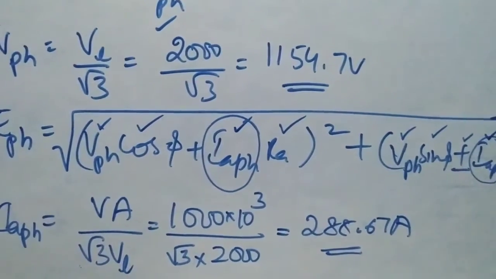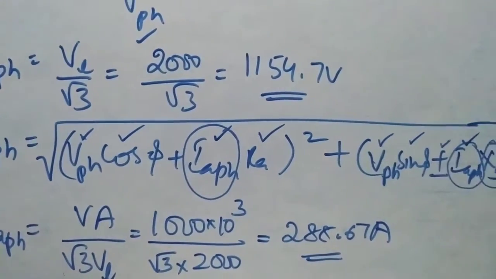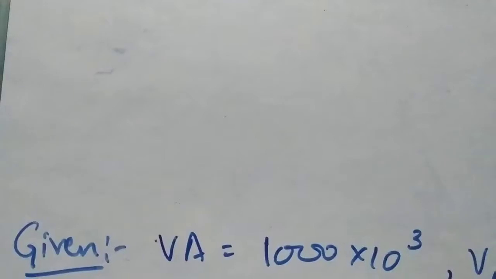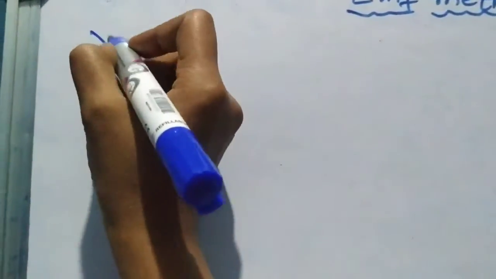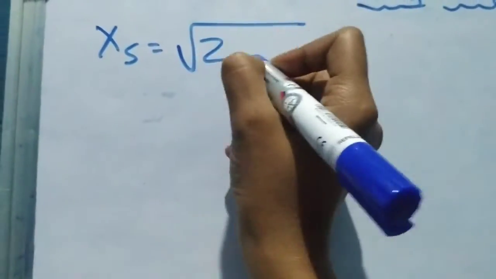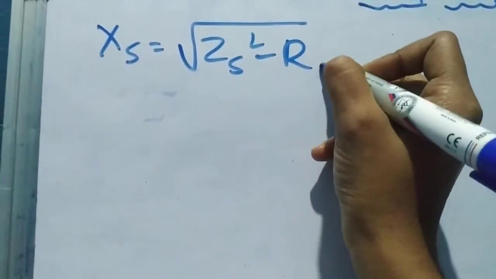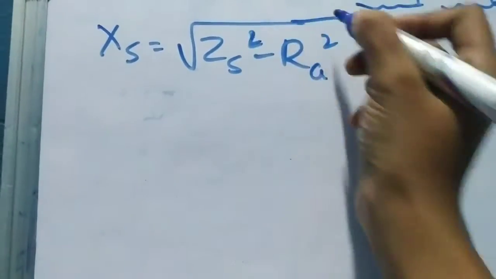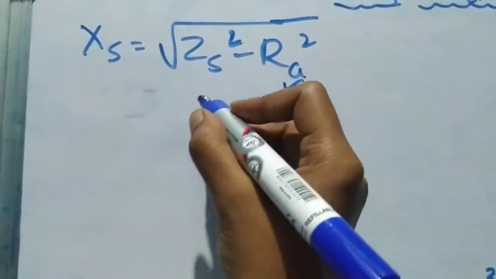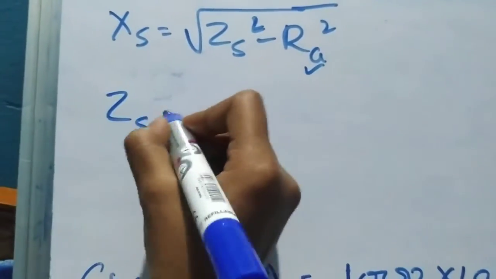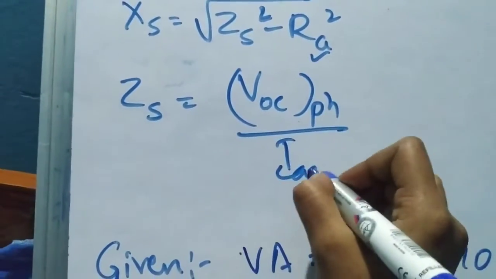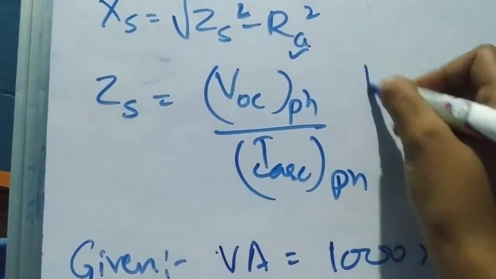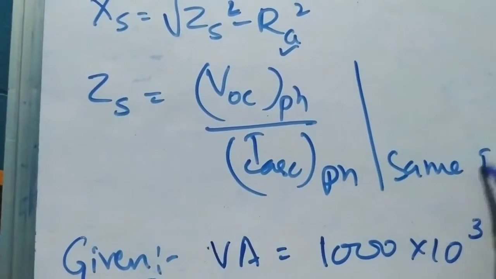Now the last aim is to determine the XS, that is the synchronous reactance. XS can be obtained by the formula XS is equal to square root of ZS square minus RA square. Okay, RA is already given. So how to get the value of ZS? ZS is given by VOC phase divided by ISC phase for the same value of IF.